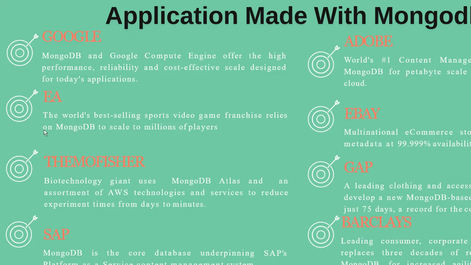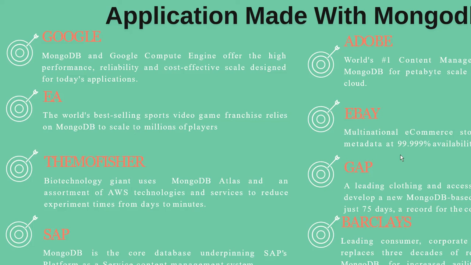Thermo Fisher, a biotechnology company, uses MongoDB. SAP uses MongoDB as the core database underpinning SAP's platform as a service content management system. Cisco is a big network-based company. Adobe, you know about the Adobe company, and eBay is an e-commerce company. And Gap, which is T-shirt related. You might have seen the Gap symbol on a T-shirt, right?